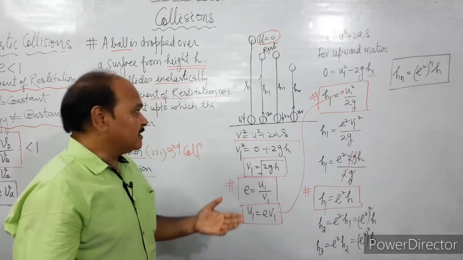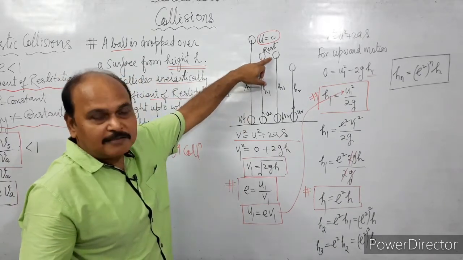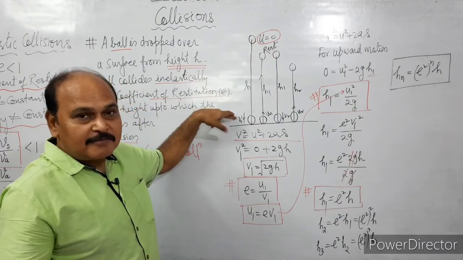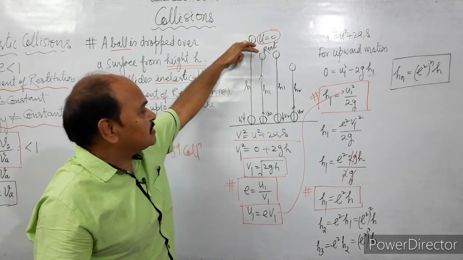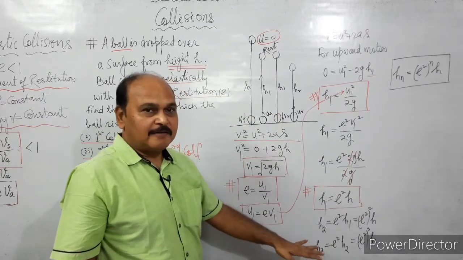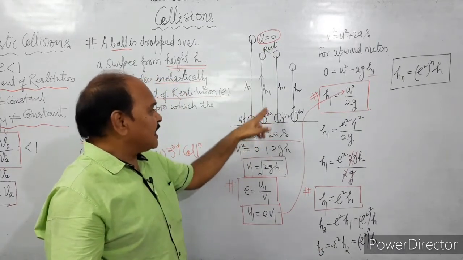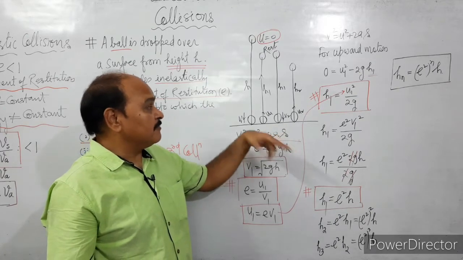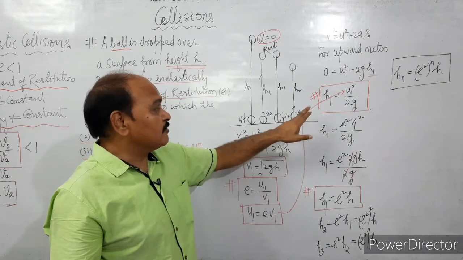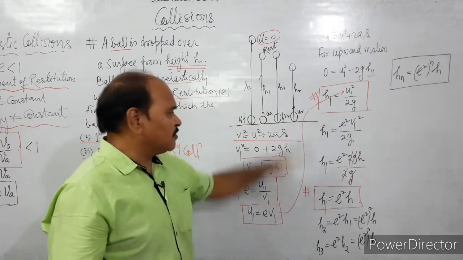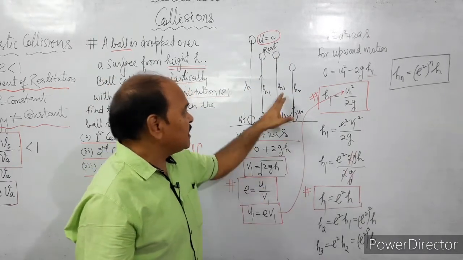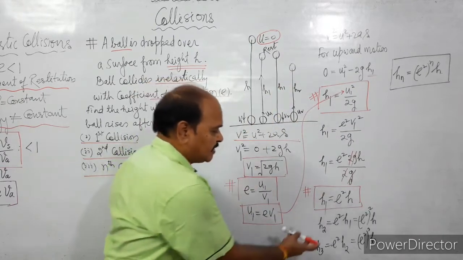Now, for second collision, the ball will start from here. For the first collision, it started from height h. For the second collision, it is going to start its journey from height h1, and the whole process is going to be repeated. So after collision, it would strike the surface with the speed of approach v2, and speed of separation would be what? u2 is equal to e times v2. The whole process is going to be repeated. The height up to which it is going to rise, h2, is going to be what?